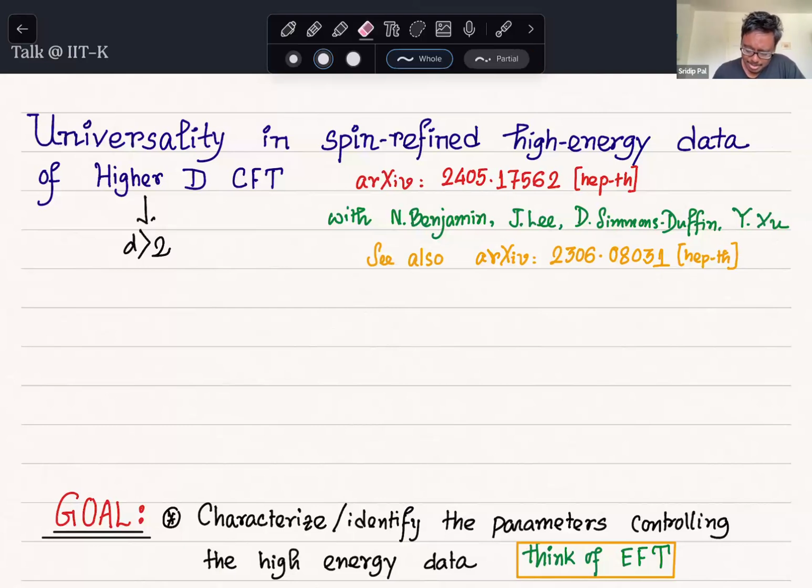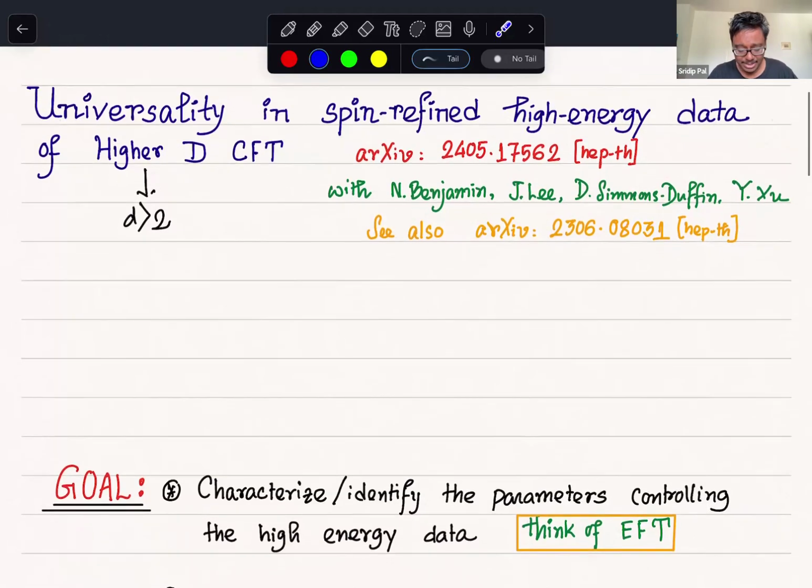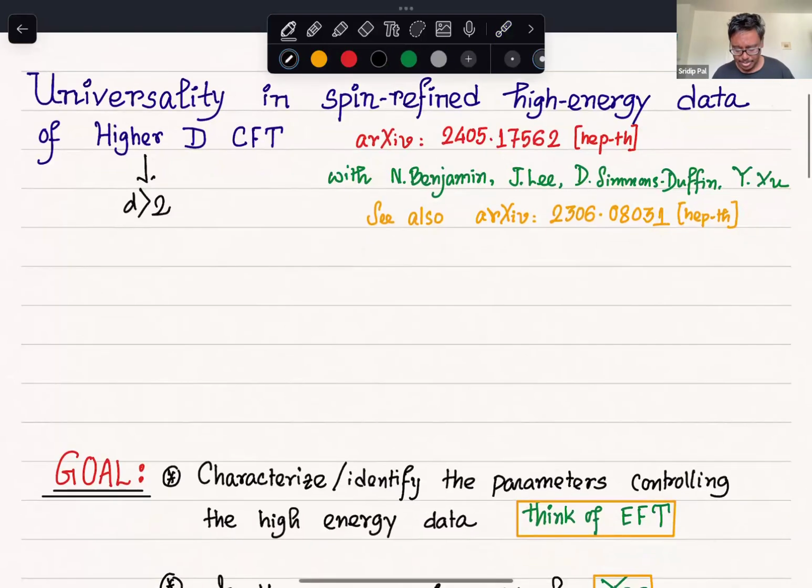There are also developments from last year, which are in this paper. So I will also review some of the results from the paper I mentioned here, and based on that we will figure out what we mean by spin-refined high-energy data of higher dimensional CFT. To begin, let me remind you what we mean by universality.